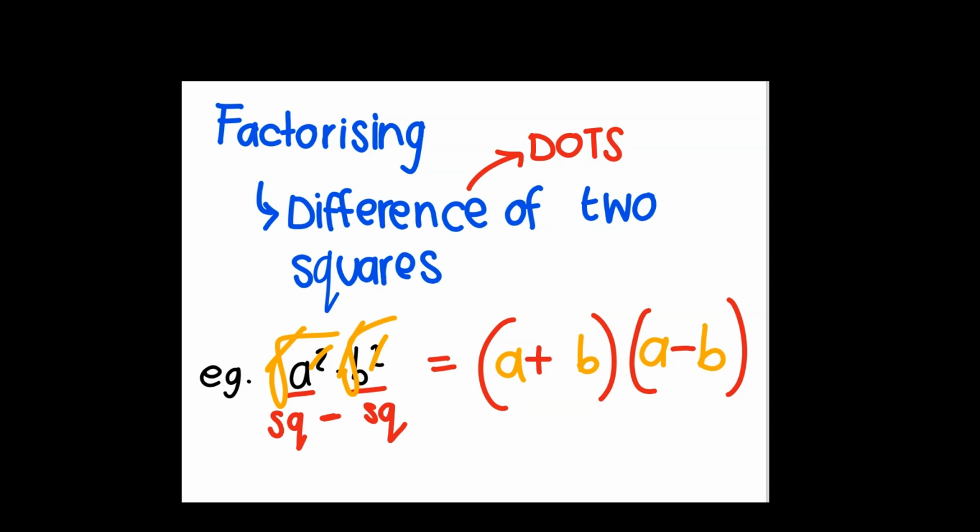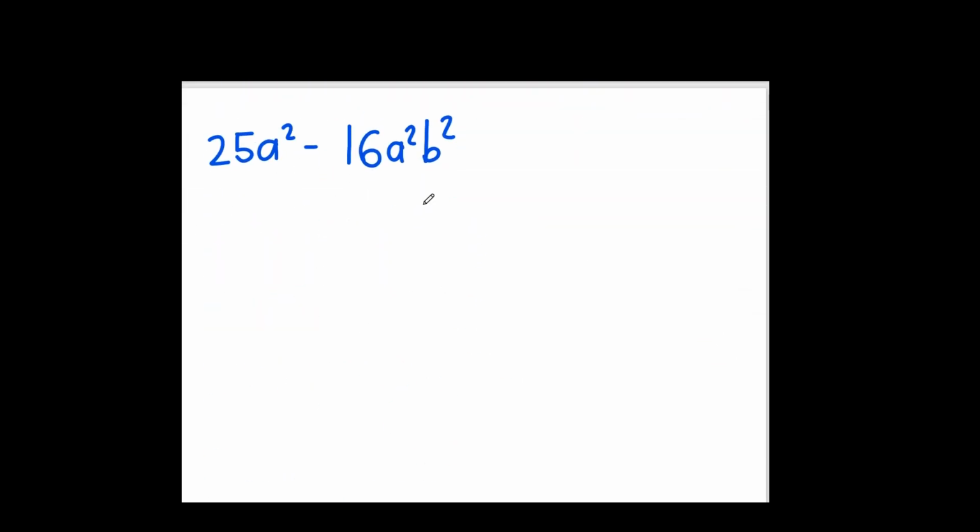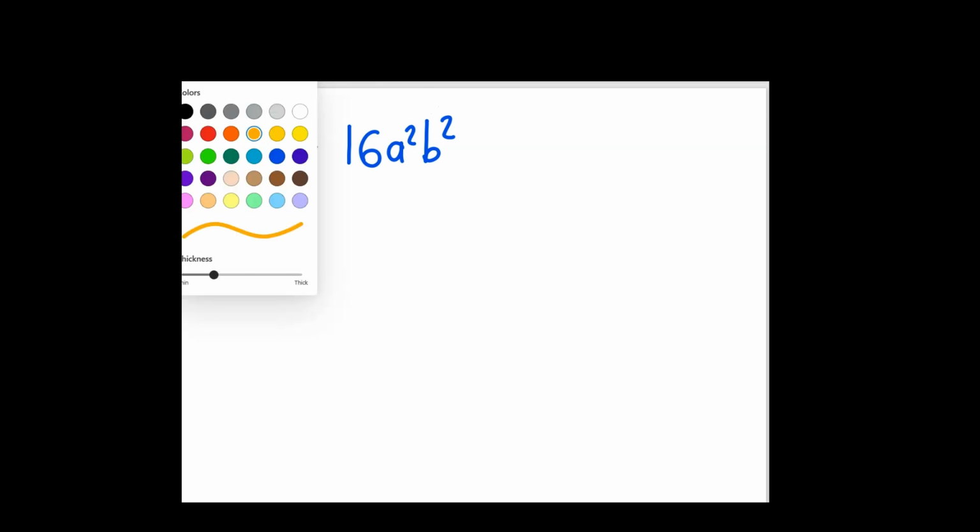So we've only got two examples here because it is pretty straightforward, this one. But you just have to remember this format, otherwise you're pretty lost. So let's look at another example. Here we've got 25a squared minus 16a squared b squared. Again, the question would be factorize those.